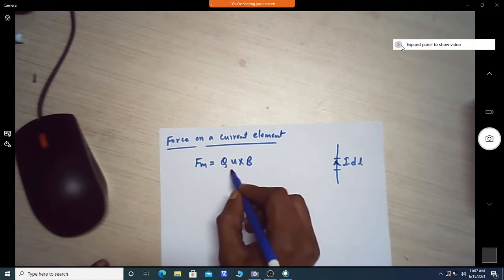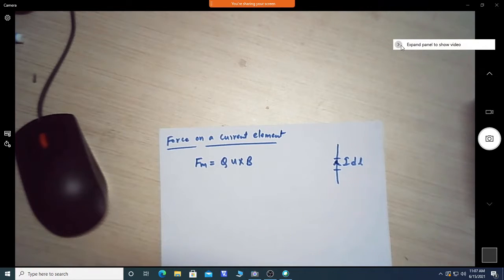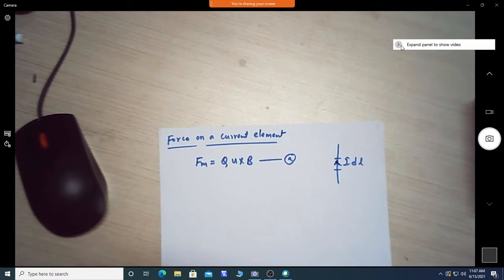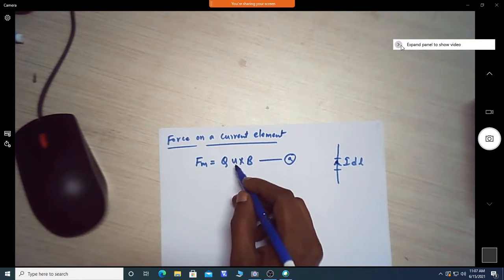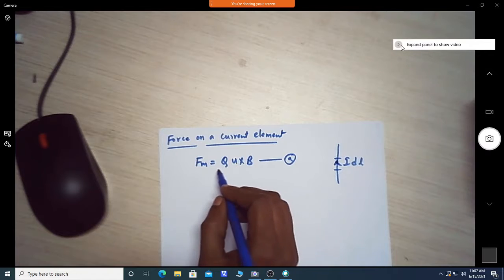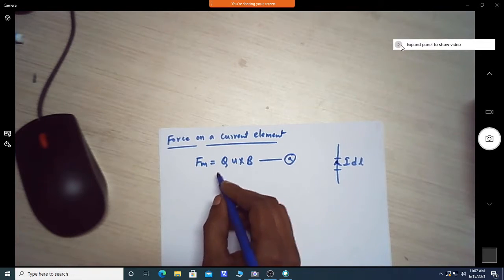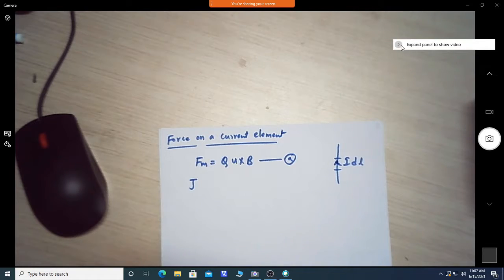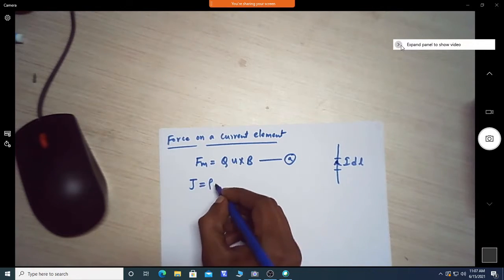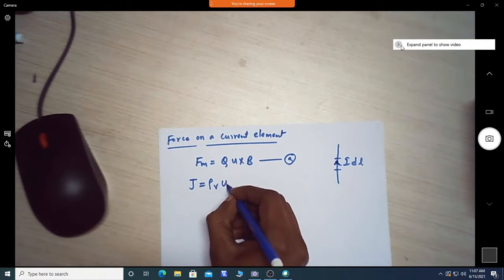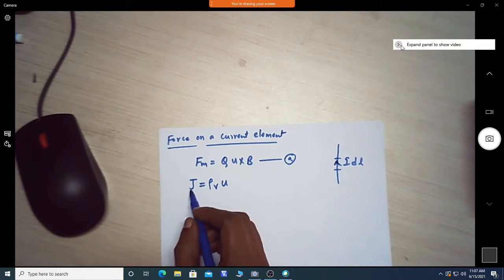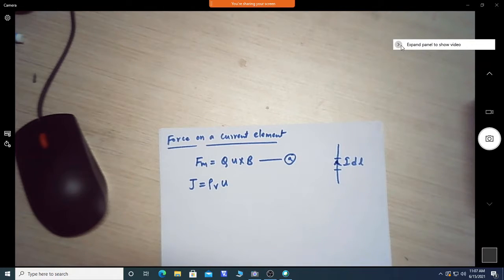So we will take this equation and try to modify it. So let us take this equation as A. Now we know that using the convection current, we can obtain the equation, whatever we have discussed earlier. So J is nothing but rho V into u. Okay, so this is the convection current, which we have seen. And even for the current element we have different current distributions.